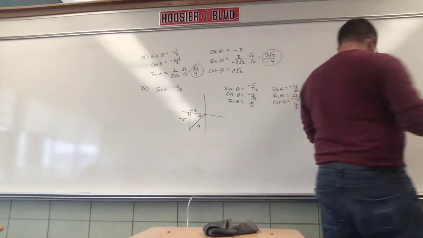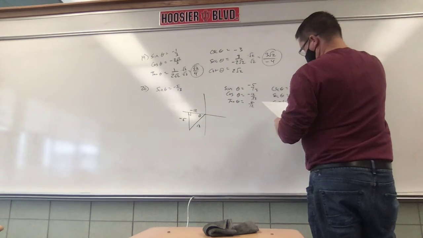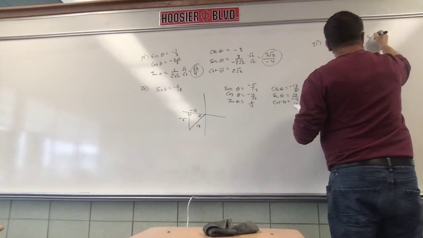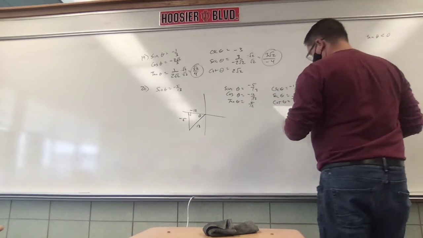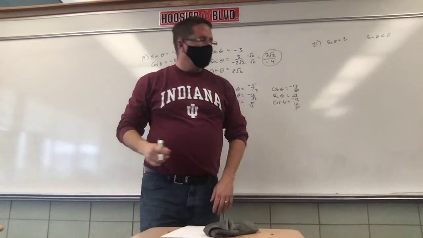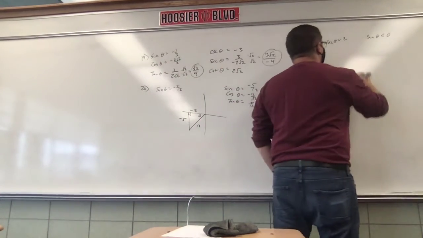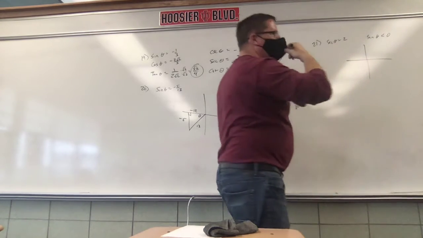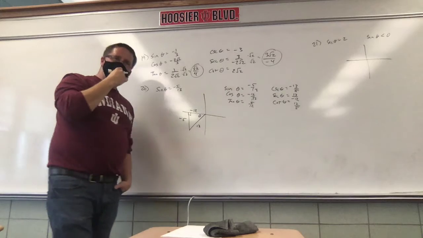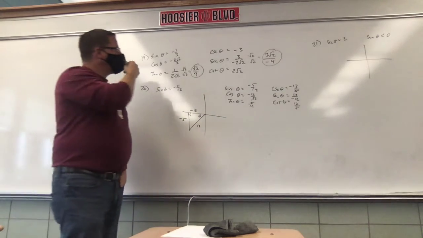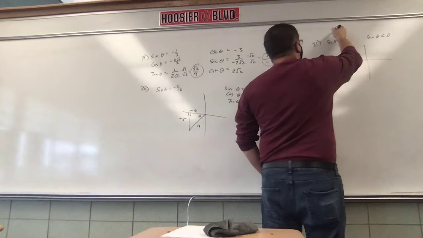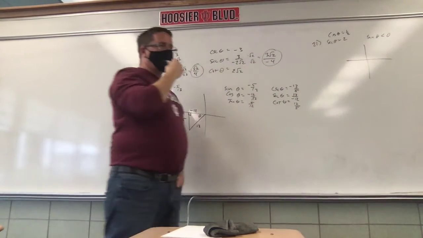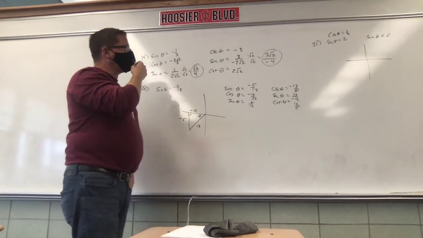Okay, 21. Secant's 2. Sine is less than 0. Okay, I want the other 5 trig functions. So I'm going to draw a picture here. Let's see. It says secant is 2. What else do we know? If secant is 2, cosine is 1/2. I'm going to write that up here. Cosine is 1/2. Okay? As secant's reciprocal is cosine, reciprocal of 2 is 1 over 2.